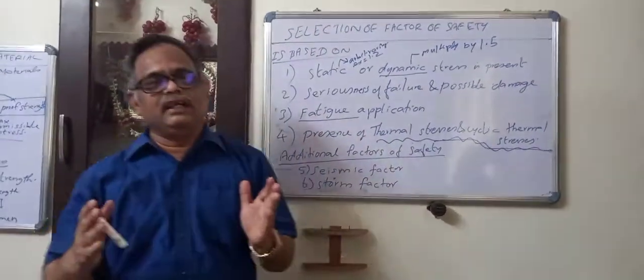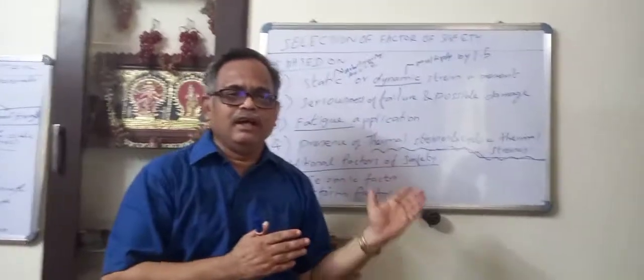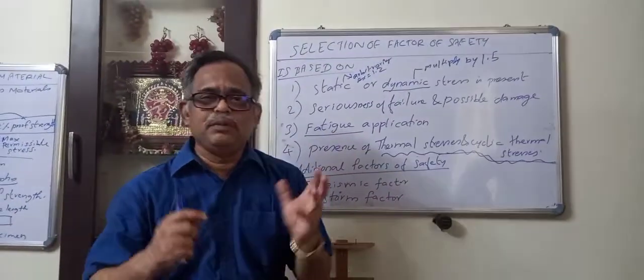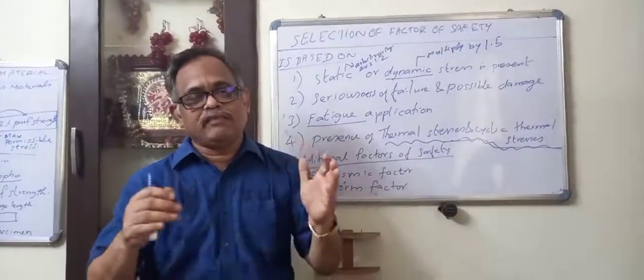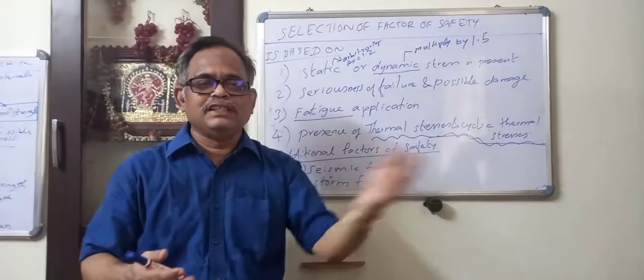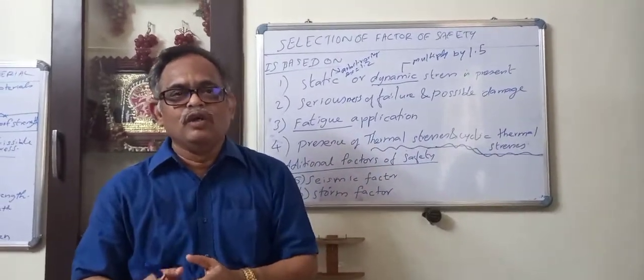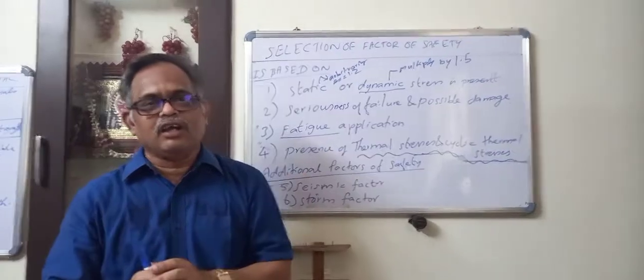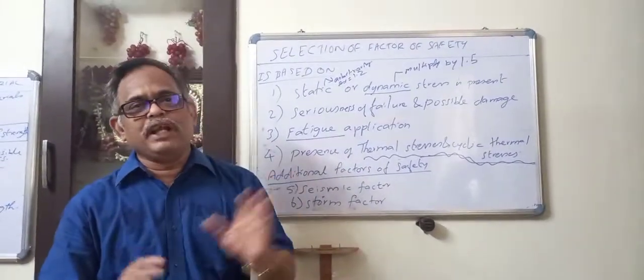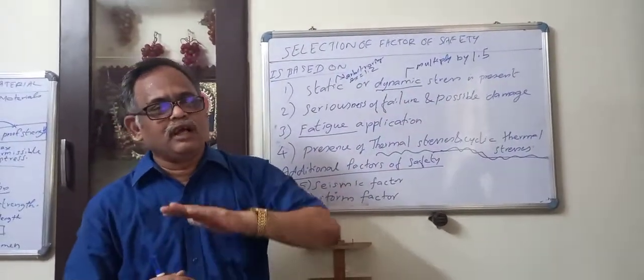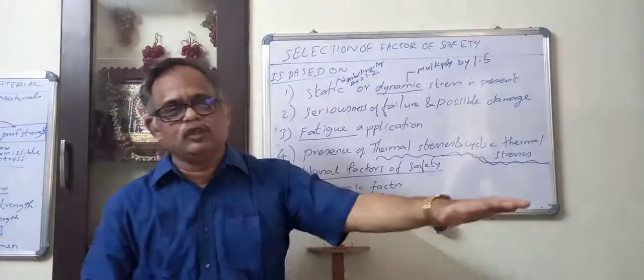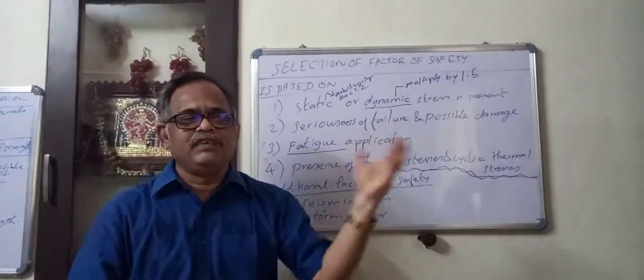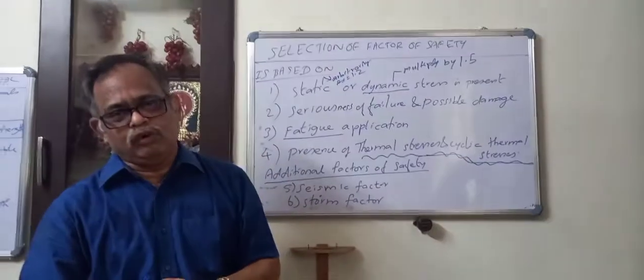Because in certain places, like the Himalayan region, the seismic activity may be more and earthquakes may be severe, whereas in places like Tamil Nadu, earthquakes will not occur that easily. So depending upon the seismic activity, the standard gives you what factor of safety we have to take into account.